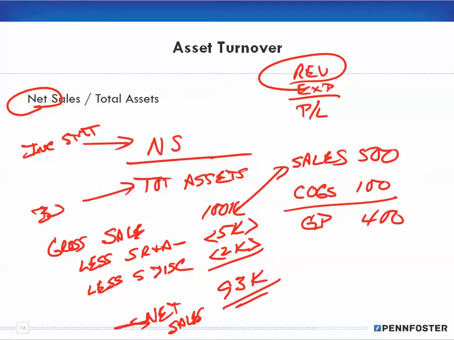So I have my net sales, the total of my sales after I take out everything else, and I'm dividing that by my total assets in order to see how quickly I'm turning my assets over. Basically, that has to do a lot with your inventory.